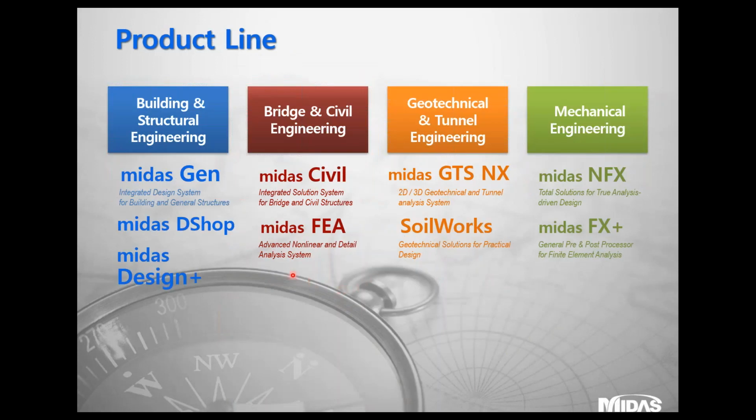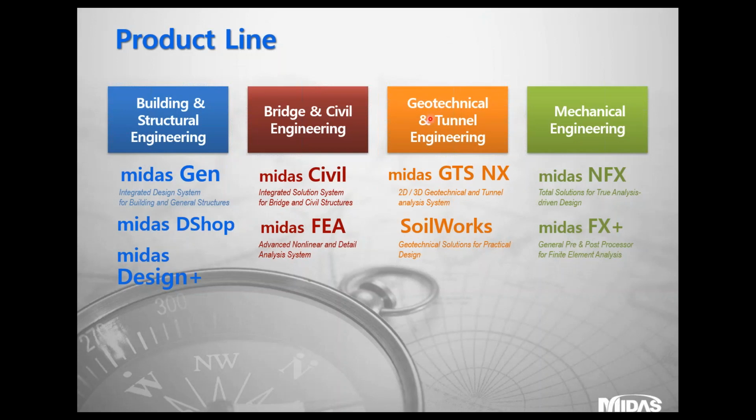So these are all our different product lines. In building and structural engineering, we have MIDAS Gen, MIDAS D Shop, and Design Plus. MIDAS Gen is basically for buildings and general structures, D Shop provides you with the drawings, and Design Plus is a design tool. In bridge and civil engineering, we have MIDAS Civil and MIDAS FEA. MIDAS Civil is for all types of bridges, so we can analyze and design most bridges in MIDAS Civil. For advanced nonlinear analysis and 3D modeling, we can go for MIDAS FEA.